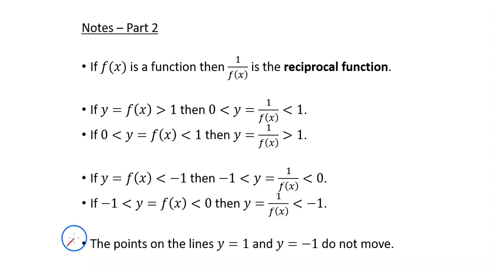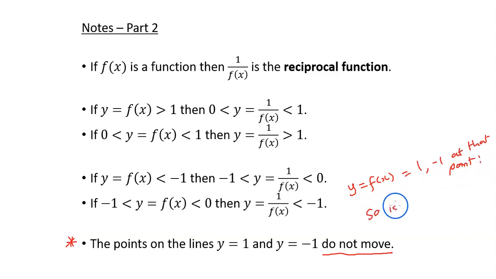And then lastly, which is also a very nice important one, the points on the lines y equals 1 and y equals negative 1 do not move. In other words, if y equals f of x is equal to 1 or negative 1 at that point, then so is y equals 1 divided by f of x.